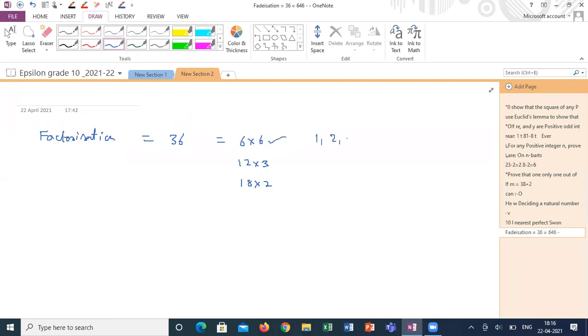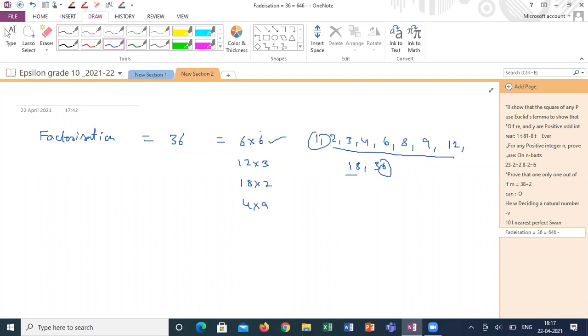1, 2, 3. Is 4 a factor? Yes, 4 is a factor. You can write 4 into 9 also. After 4, 6 is a factor, 8 is a factor, 9 is a factor, 12 is a factor and 18 is a factor. After that 36, and 1 and itself if I am leaving out, these are all called factors. Out of these factors, some are prime and some are composite, correct? Guys, am I right? Yes, sir.